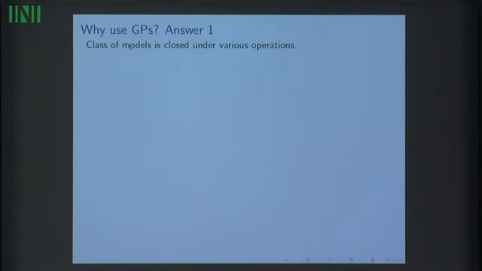So one question is, why are statisticians seemingly obsessed with using Gaussian processes? I thought I'd answer that in 2 ways. The first, and possibly the main reason, is that this is a class of models, a class of functions, that's closed under various operations. What that means is, if we have 2 Gaussian processes and we add them to each other, we still have a Gaussian process, which is a nice property to have.